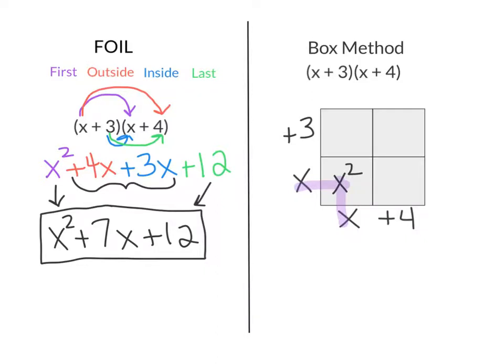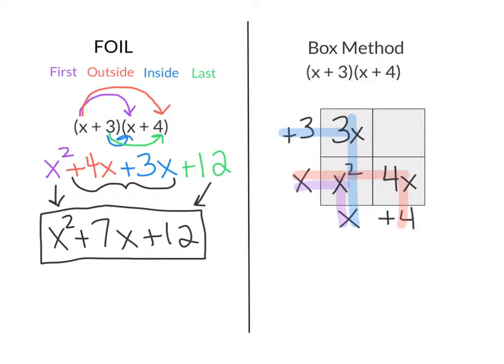So next, I'm going to move over to the box to the right of that. Here I can see that I'm multiplying x times 4, and x times 4 is going to give me 4x. So next, I'm going to move up to my top left corner. Here I can see that I'm going to be multiplying 3 times x, which will give me 3x.